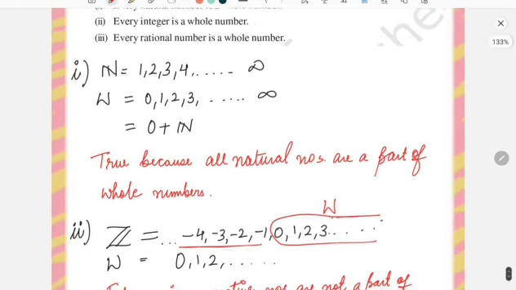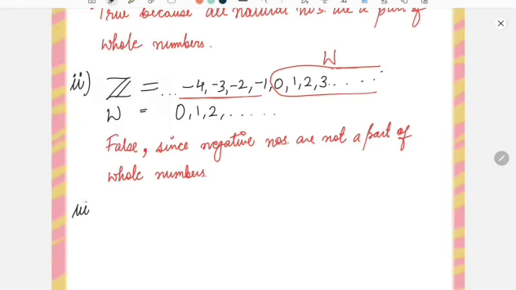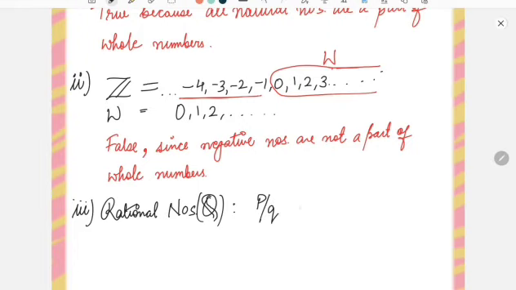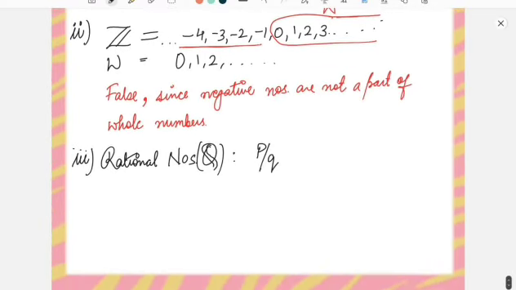Every rational number is a whole number. Now what are rational numbers? Rational numbers are represented by Q, capital Q here, right? Rational numbers क्या होते हैं? The numbers that can be written in P by Q form, where P and Q are integers and Q is not equal to 0, right? ये negative positive भी हो सकते हैं. What do we want to know? Every rational number is a whole number. क्या सारे rational numbers whole numbers होते हैं? Let's see.